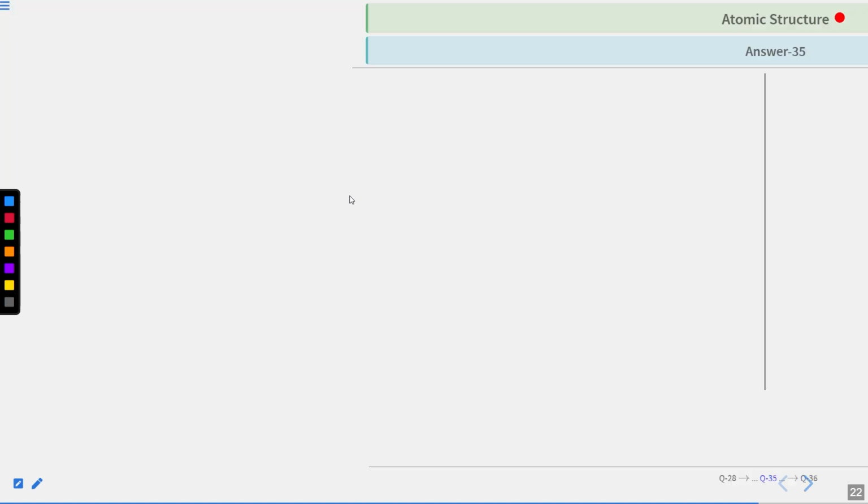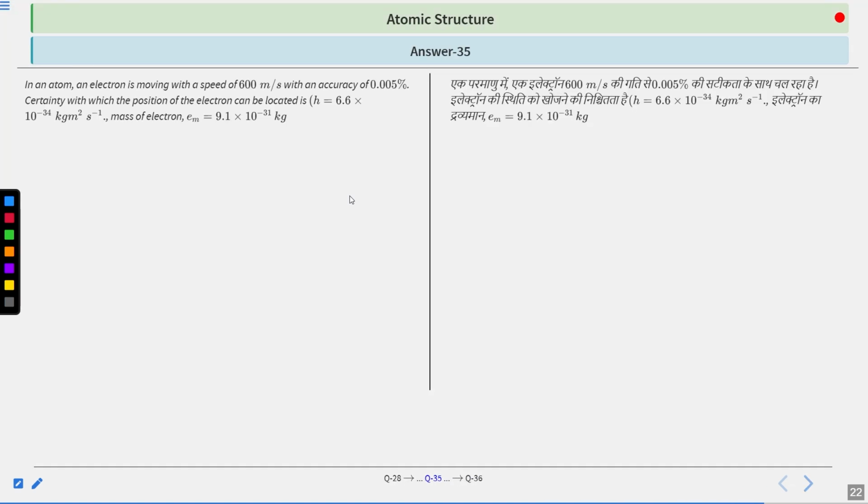Okay, now let us see the solution. It is given that the velocity of the electron is 600 meter per second and its accuracy is 0.005%. So you have to find the certainty in position, given Planck's constant as 6.6 into 10 to the power minus 34 kg meter square per second and the mass of the electron m equals 9.1 into 10 to the power minus 31 kg. If you have solved it, you will get the answer as C, 1.92 into 10 to the power minus 3. Let us now see the solution.